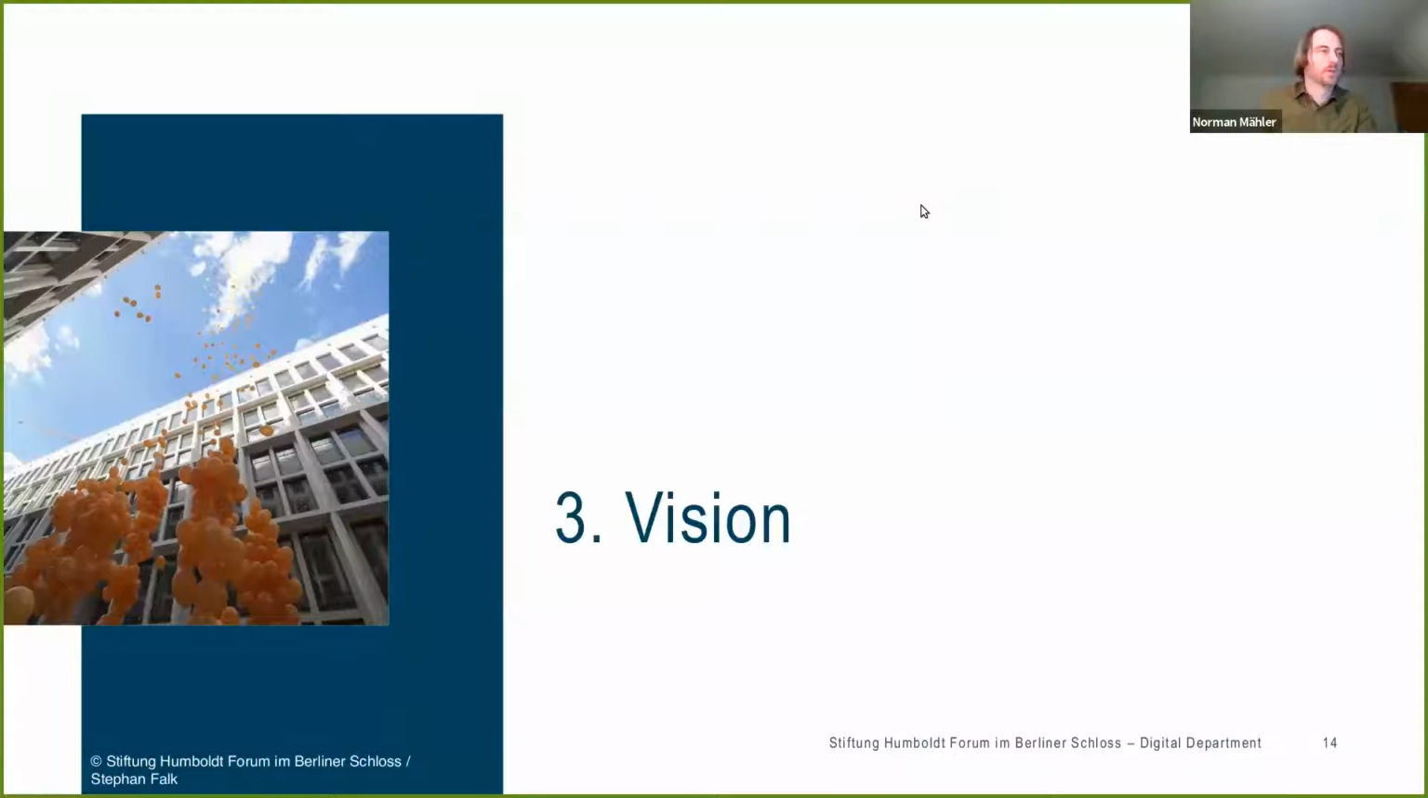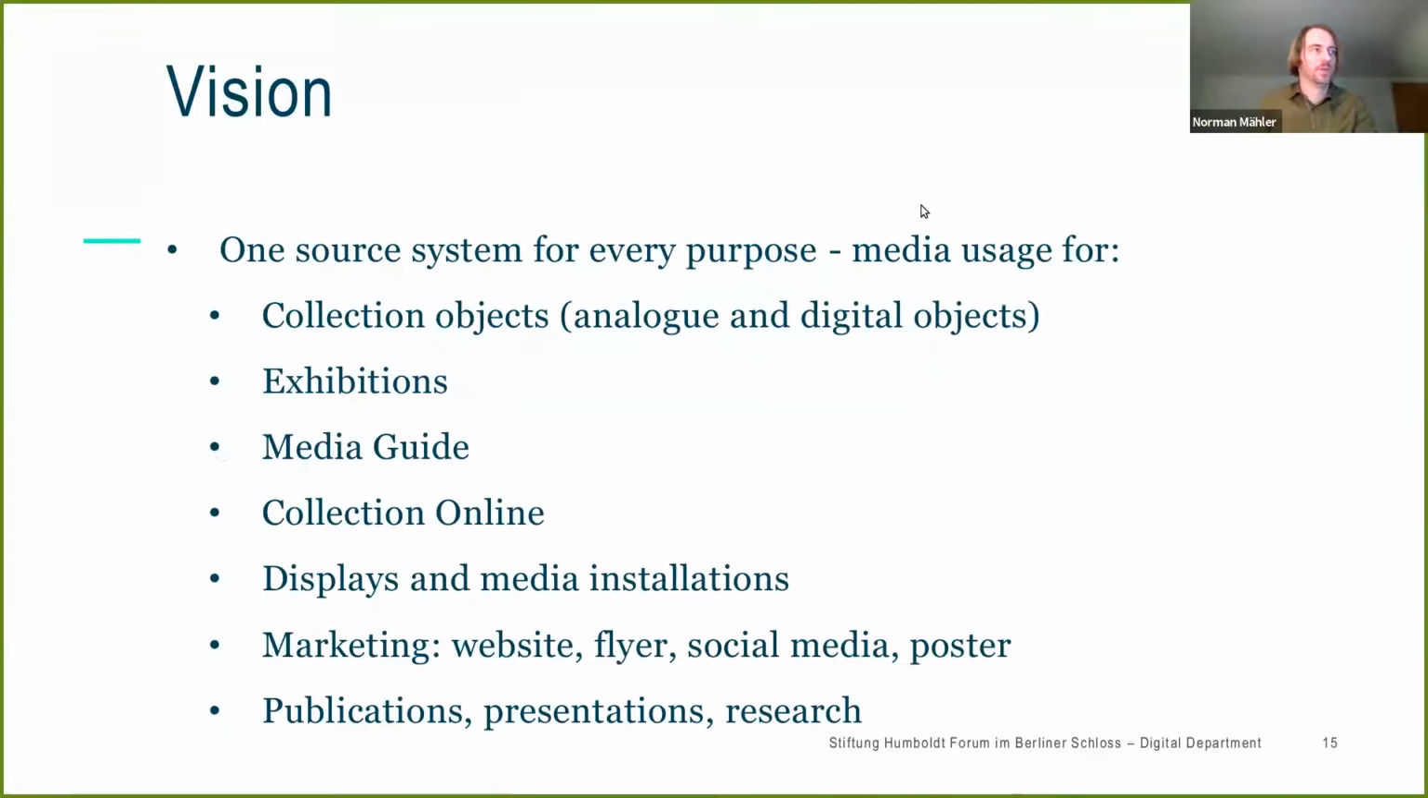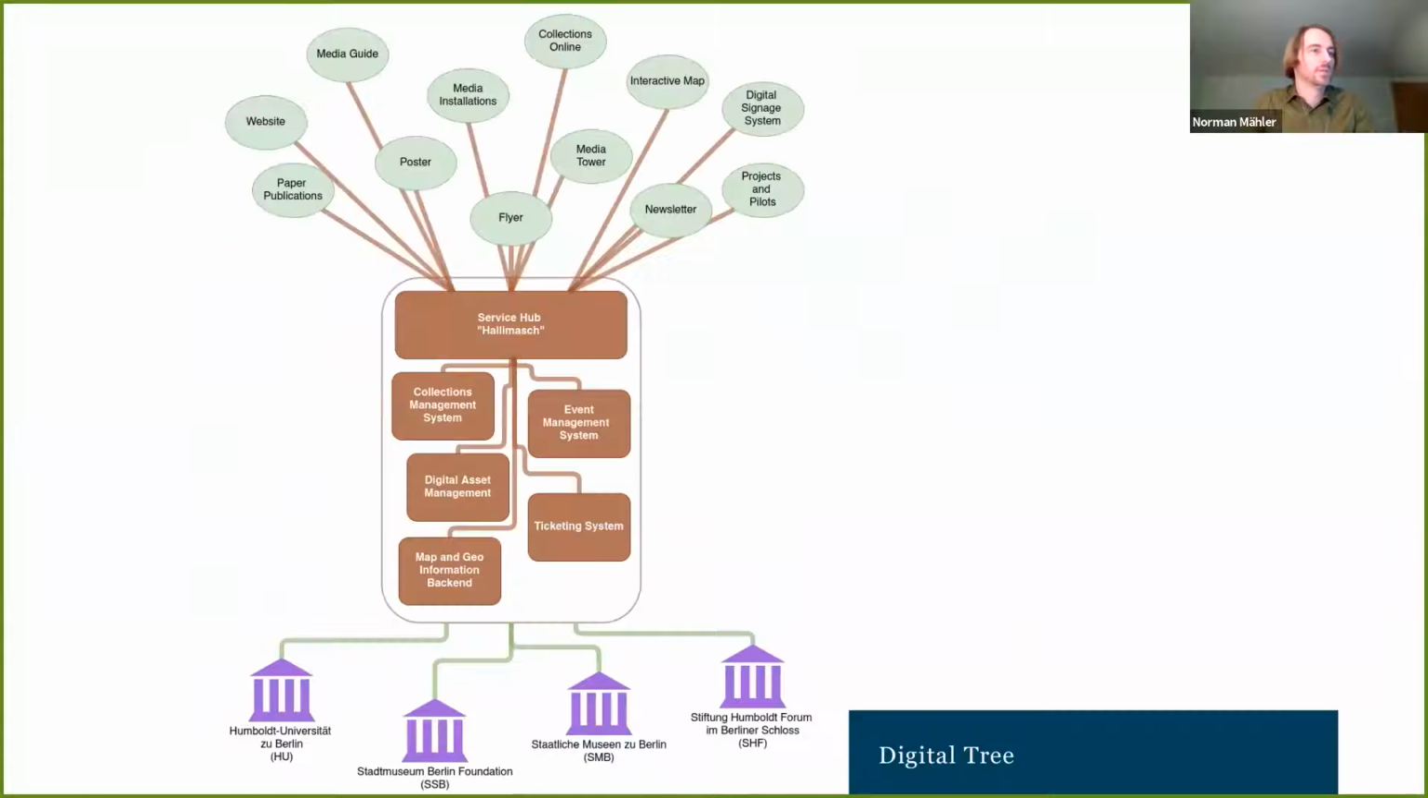Thank you very much. So we go on to our vision. What do we want to have? We'd like to have one source system for every purpose, like media usage for collection objects, analog and digital ones, of course exhibitions, media guide, collection online, displays, media installations, marketing, website, flyer, social media, poster, and so on, publications, presentations, and research.